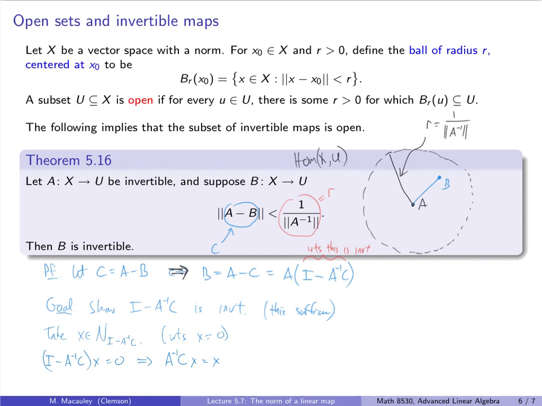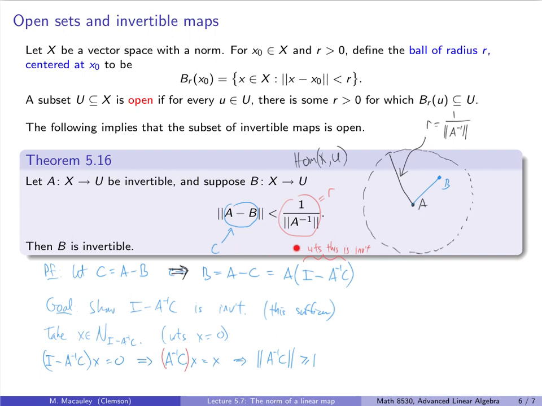So in other words, this linear map A inverse C has norm at least 1 because it sends x to x. So it stretches x by a factor of 1. Thus the norm of A inverse C is at least 1. It might be equal to 1, but it might be bigger.